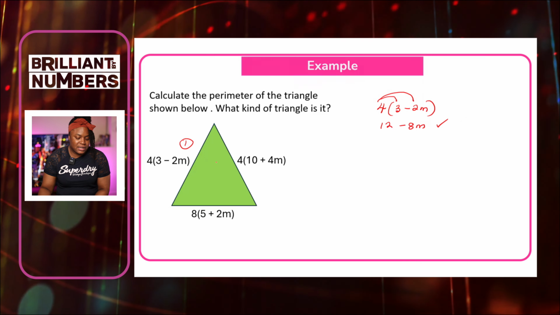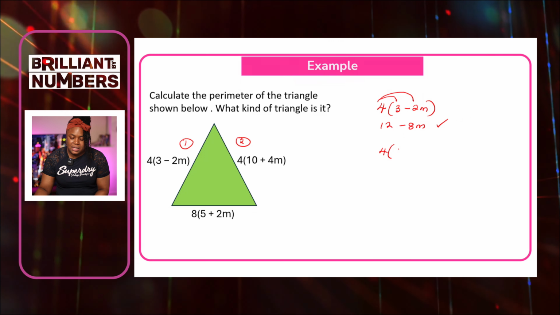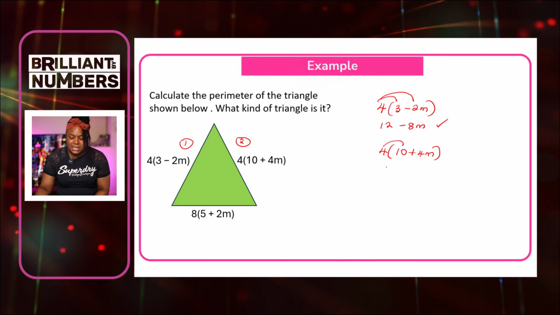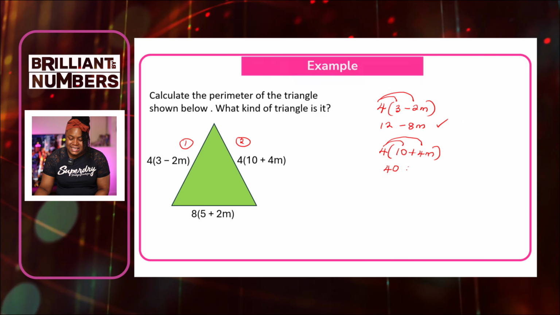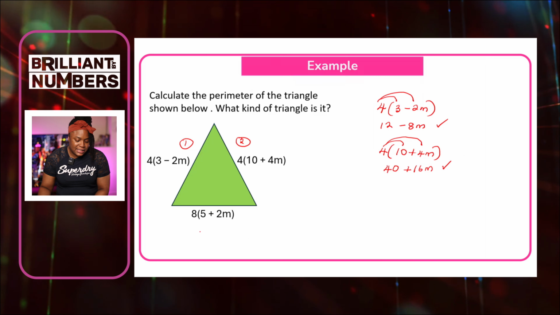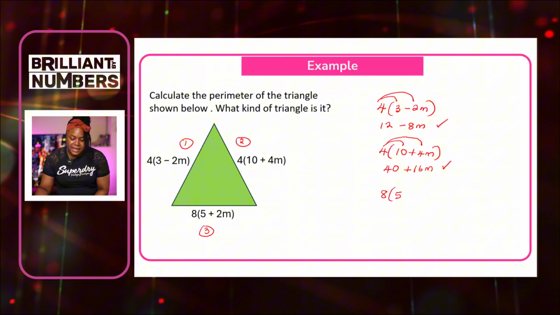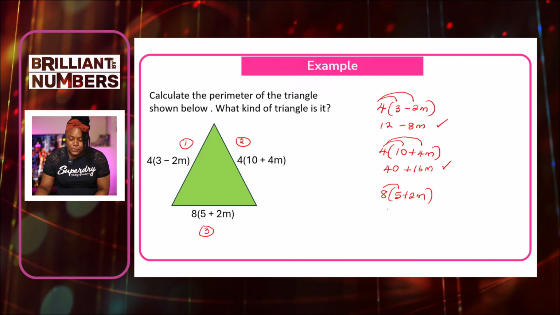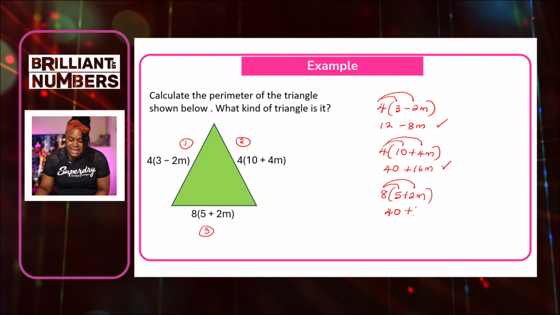Let's go ahead and do the length of side 2, which is 4 bracket 10 add 4m. So I'm going to do 4 times 10, which is 40. 4 times 4m is 16m. So that is the length of that side. So let's find the length of side 3. So I've got 8 bracket 5 add 2m. So we need to do 8 times 5, which is 40. And 8 times 2m is 16m.